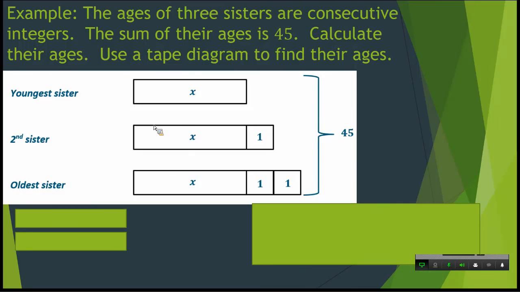So first, the youngest sister. The youngest sister is X. That's how old she is, X, a variable. We don't know how old she is. We're going to find out using our information, but she is X years old.